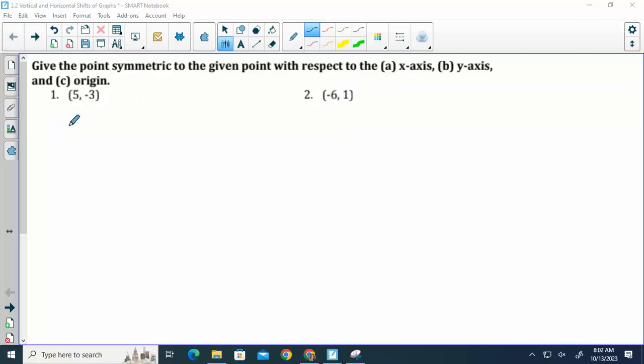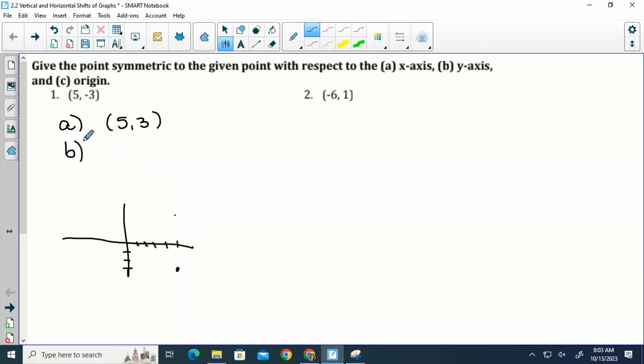Symmetric to the x-axis, what changes? The y. So the point (5, -3) would become the point (5, 3), because you told me it's symmetric to the x, the y changed. Or if you graph it, (5, -3) is here, so if I flip it over the x, it goes up there.